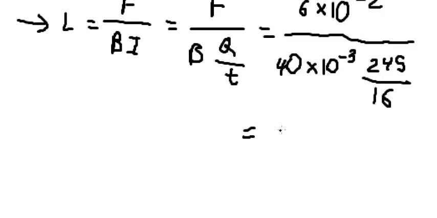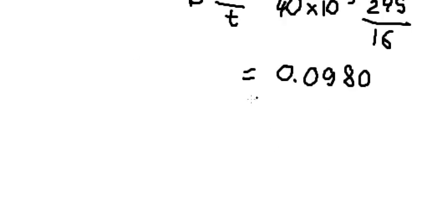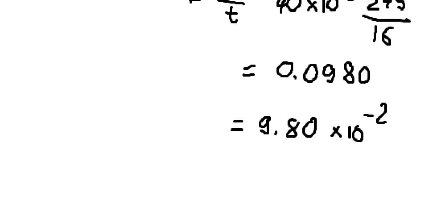So we have 0.09780. And if we put into decimal place, that should be about 9.80 times 10 to the power of negative 2. And that is about meters.